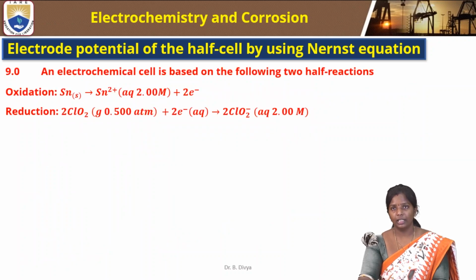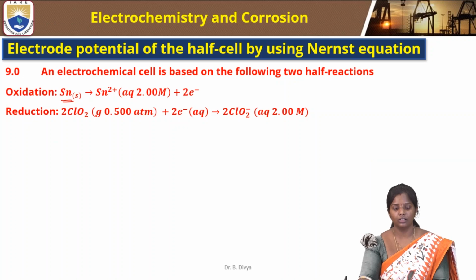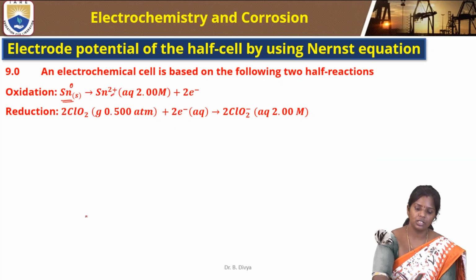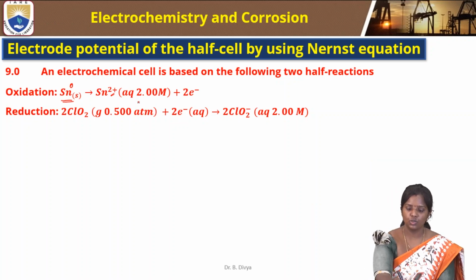Next one is an electrochemical cell constructed based on 2 half cell reactions. So what are they? The oxidation reaction is with tin. The tin electrode is undergoing oxidation, going from the 0 state to Sn2+ ion, in an aqueous solution having a concentration of 2 molar.